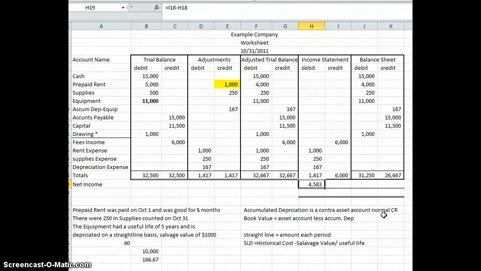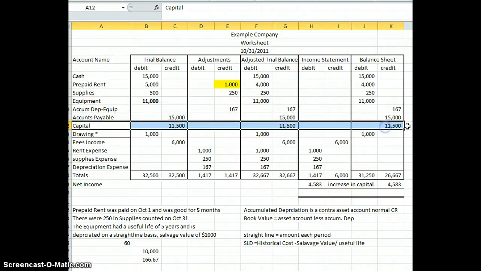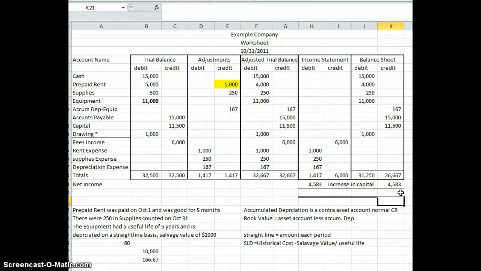And that really represents my increase in capital, the increase in capital that you see on the statement of owner's equity. Remember that we don't have the statement of owner's equity. So we're just going to do shorthand here again. We're going to type 4583 under the capital column, to simulate or represent our increase in capital. And then we're going to sum down. And we'll sum this one down.